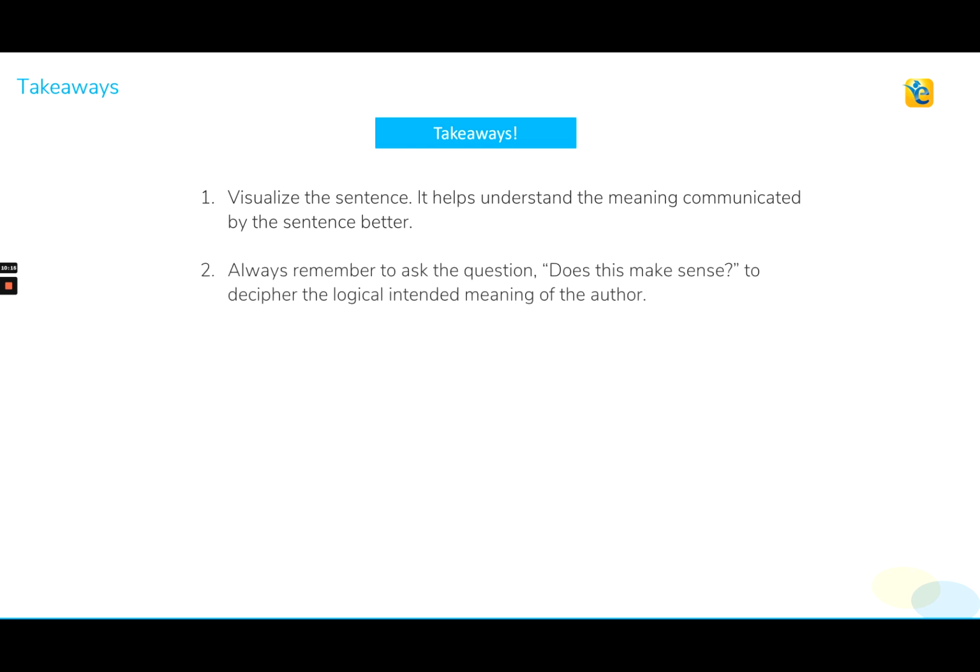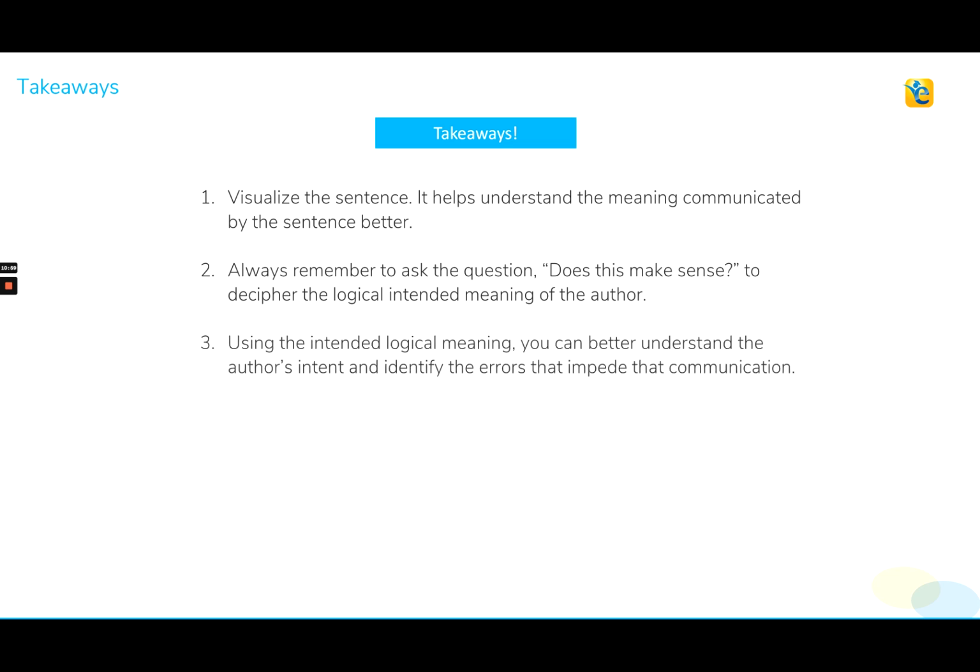The next thing I would say is that keep asking yourself, does this make sense? Because logic is the key to solving SC questions correctly. The first thing we need to understand in the sentence is the logic that it intends to communicate. Unless and until we figure out that logic, there's no point moving on with other steps and looking at the answer choices, because that's not going to help us. So keep asking yourself, does this make sense? For example, we ask that question to including. Does it make sense for including to be in the sentence? Definitely not. And that's why we understood that the sentence was illogical in the first place.